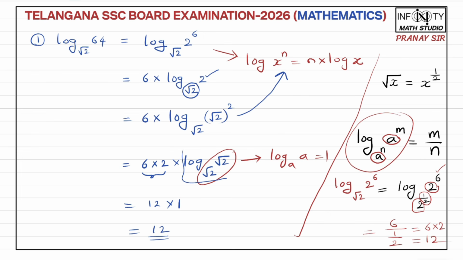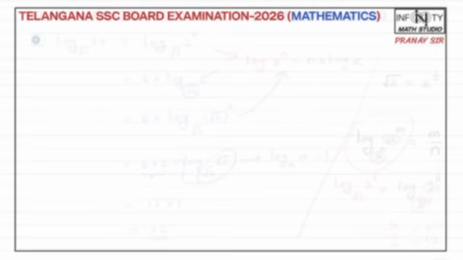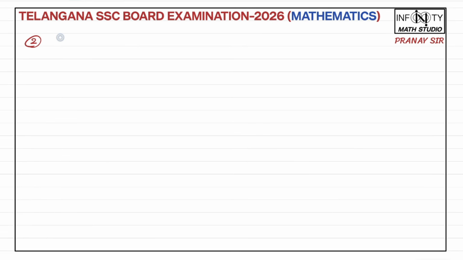Got it? Now if you write either of these two methods, you will get 2 marks. Now the second question is: check whether the given pair of linear equations in 2 variables, that are 2x minus 3y is equal to 8 and 4x minus 6y is equal to 11, are consistent or not. Consistent in the sense intersecting lines. Okay, right.